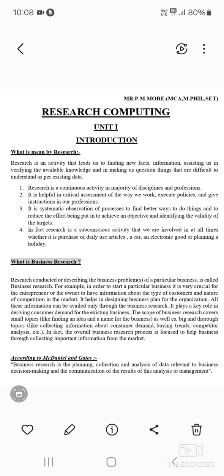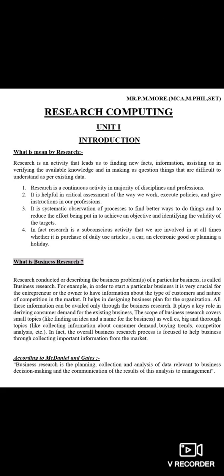The scope of the business research covers small topics like finding an idea, a name for the business, as well as big and thorough topics like collecting information about the consumer demand, buying trends, competitor analysis, etc. In fact, the overall business research process is focused to help business through collecting important information from the market.